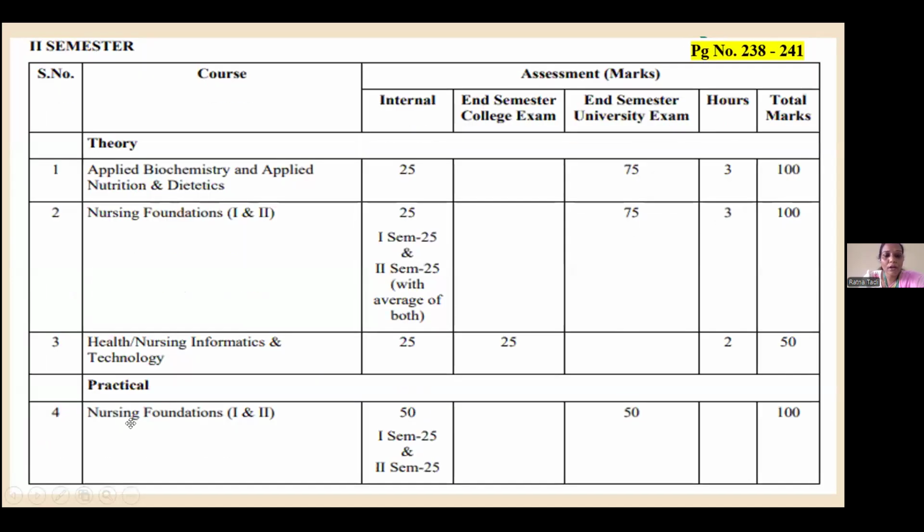And in NF 1 and 2 practical exam, similarly 25 we calculated in semester 1, 25 we are calculating in semester 2. We have to add both of them, but we need not divide it because practical marks have to be sent out of 50 only. So this is a slight variation which we need to remember. And for the university exam, the practical marks comprise 50. So 50 plus 50 will be 100 marks. So that's how second semester examination assessment is being done.